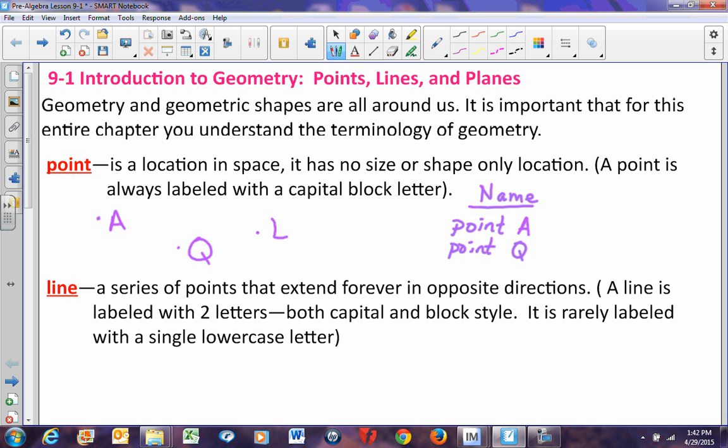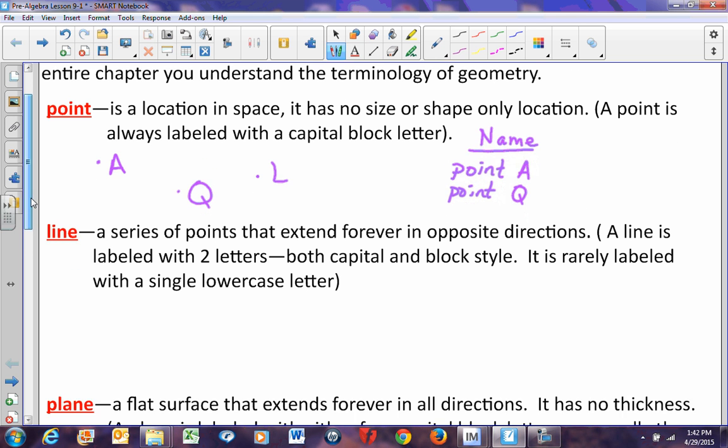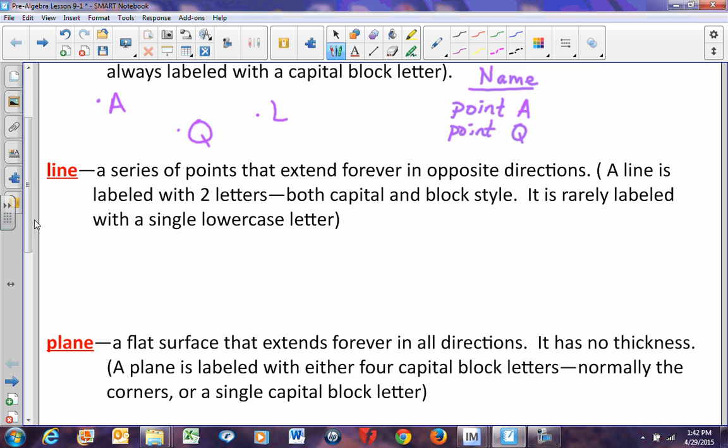A line is a series of points that extend forever in opposite directions. A line is labeled with two letters. Only two. It doesn't matter how many points are on the line, because the number of points on a line is infinite. It's normally labeled with two letters, both capital and block style. It is rarely labeled with a single lowercase letter. It's done like that when we add other things to the pictures.